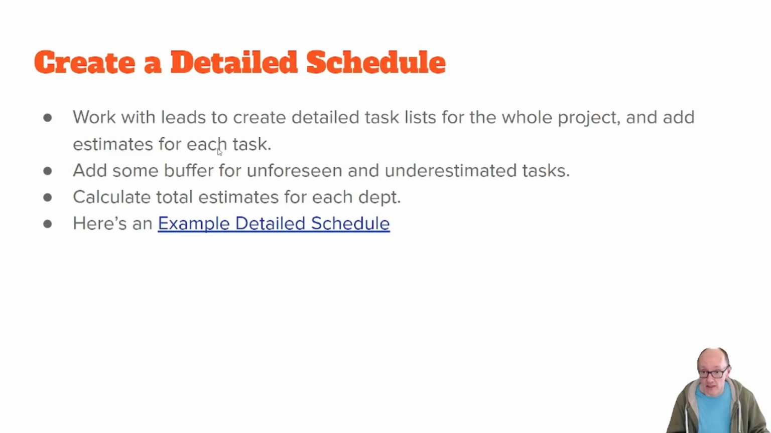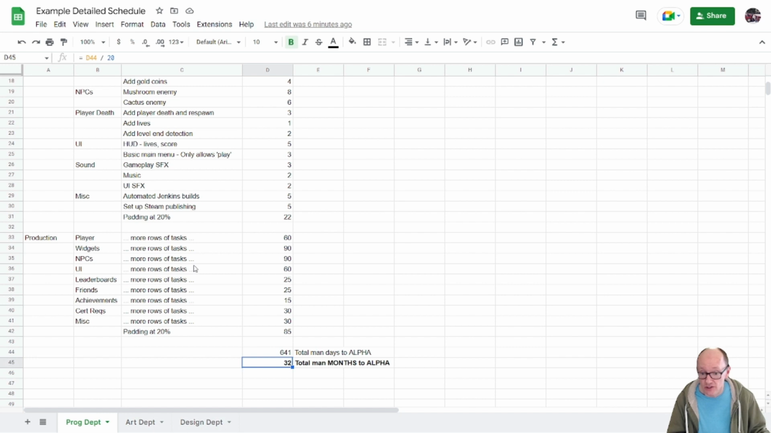Now let's look back at our detailed schedule. Okay, we've got 21 man months available, and our schedule says 32 man months. So the schedule is 50% over what we have available. This is a problem. We shouldn't start work on this project with the estimate being so much higher than the time we have available.